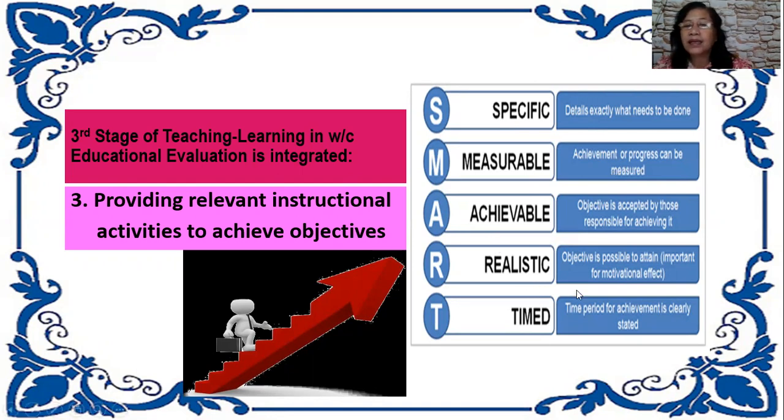Then realistic. Objective is possible to attain, no? Objectively realistic. And time frame, no? Time frame or time bounded. So the time period for achievement is clearly stated. That, say for example, we teachers giving an activity, we would set a deadline, and that is the time bound for that particular activity to be passed.